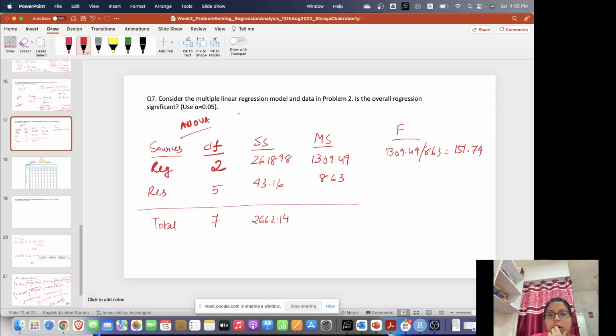Now, our observed value of the test statistic is 151.74, and alpha is 0.05. That means the critical F that we need to consider is an F distribution with degrees of freedom k minus 1, that is 2, and 5, at the upper 0.05 level of significance. So this value we'll get from the table.